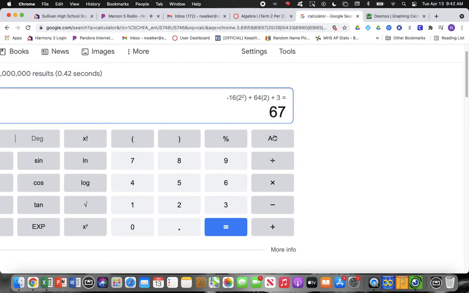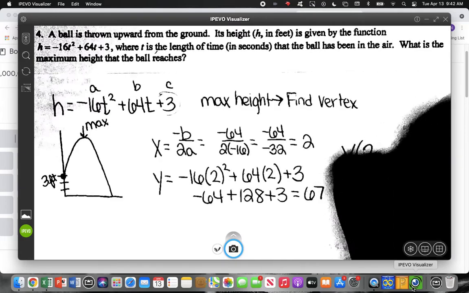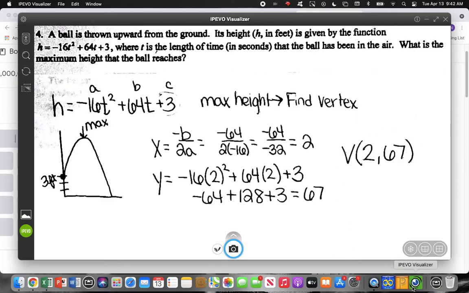And if you did this by hand, this would be negative 16 times 4, which is negative 64, plus 128 plus 3, which is 67. So you can either do the work there or you can use your calculator, but our vertex is (2, 67).